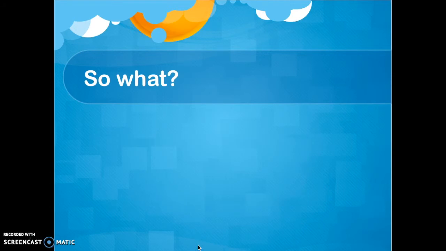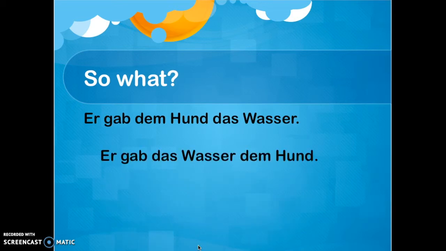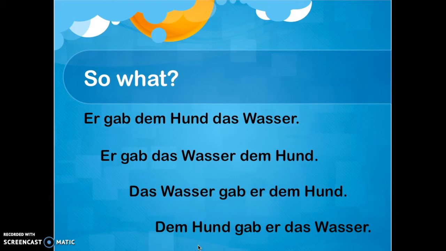So, in the example of gab dem Hund das Wasser, you could also say gab das Wasser dem Hund, das Wasser gab dem Hund, and dem Hund gab das Wasser, and they all have the exact same meaning because the case of the nouns and not their order in the sentence expresses the meaning of the sentence.